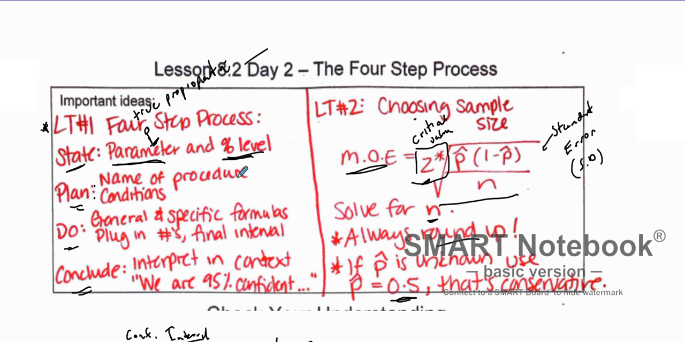Name a procedure. Well, we're going to be looking at a one sample Z interval. That's a Z, one sample Z interval for P. We're going to talk about different name procedures. And now how do we find these conditions? So, and the do and conclude, we're going to go through that right now.